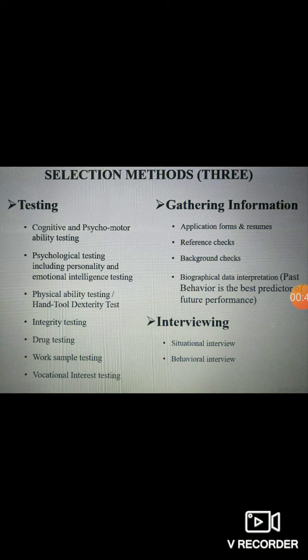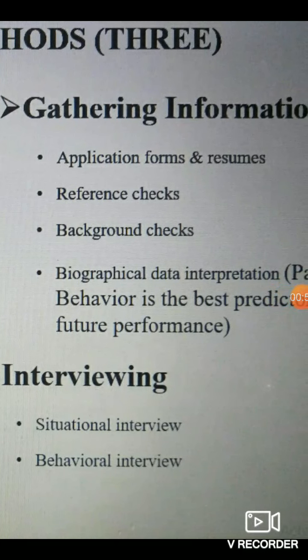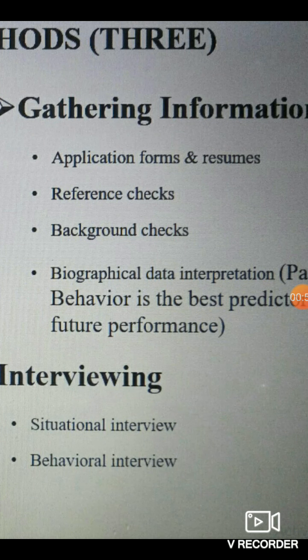So now, in the last session we were looking at testing processes. Now in this session we are going to discuss information gathering processes. There are four major tools by which we gather information, and this is a part of the employee selection process. First and foremost is the application form or resume.